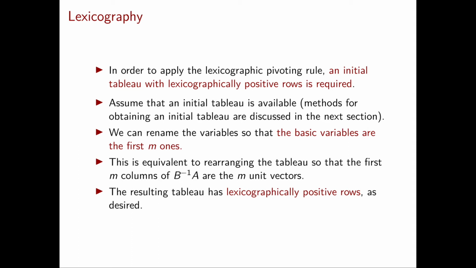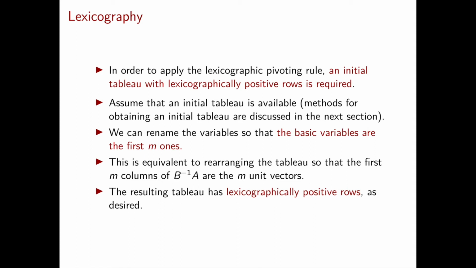Now, if the basic feasible solution you start from is non-degenerate, then this assumption is always satisfied, because in the 0th column you have all positive entries. However, if you have a degenerate basic feasible solution, then you have a 0 in the 0th column, and the next non-zero entry could very well be negative. However, we can slightly modify our initial tableau in order to satisfy this assumption.